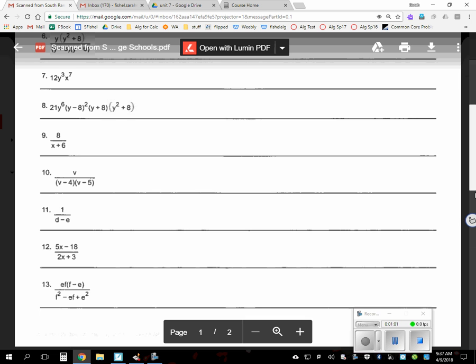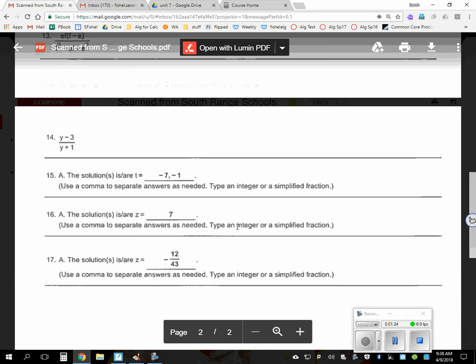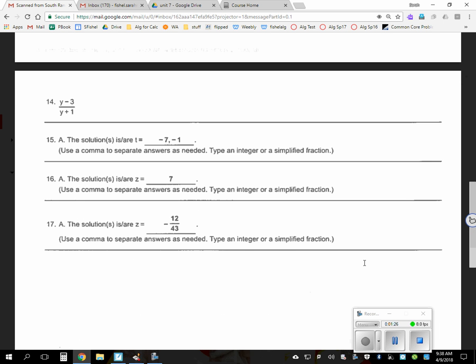Okay, there's the bottom of that. And the last one's on the back.